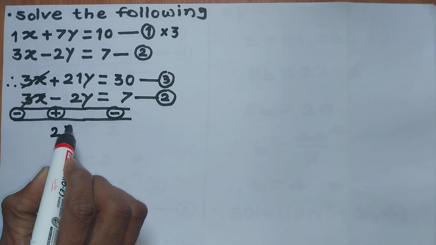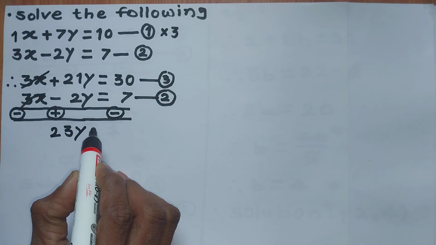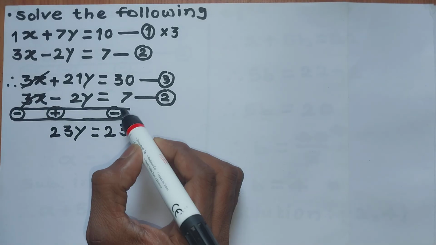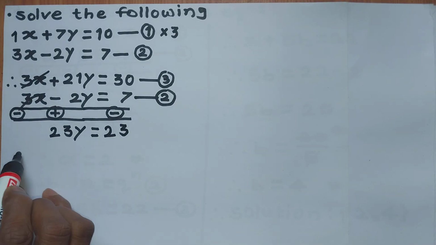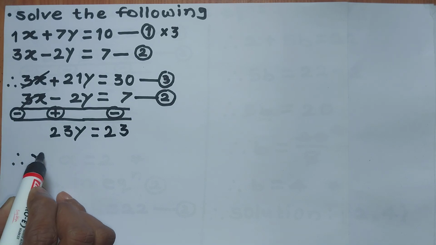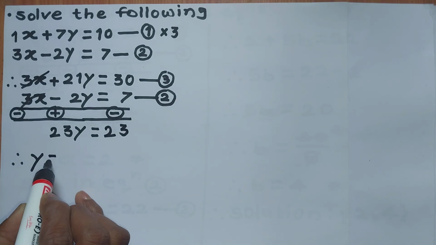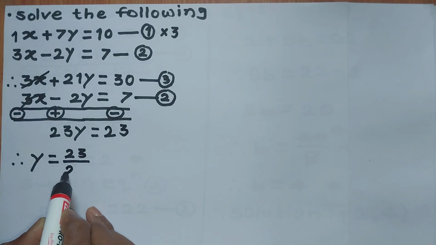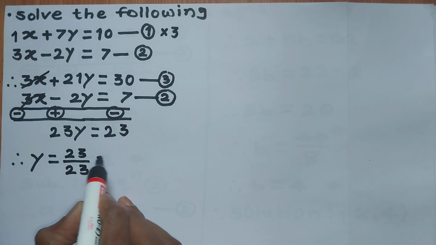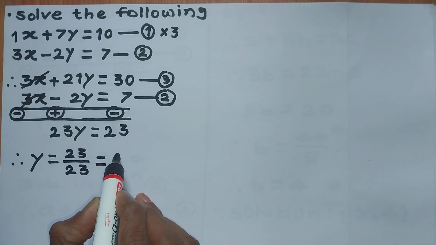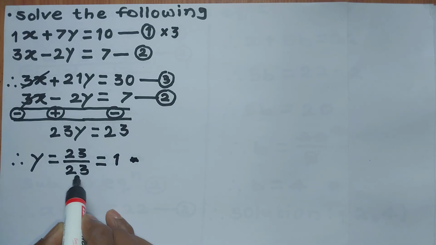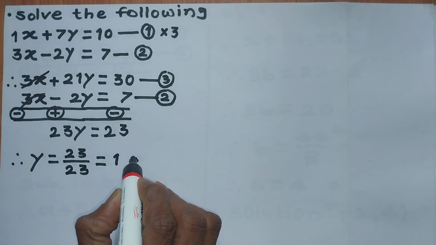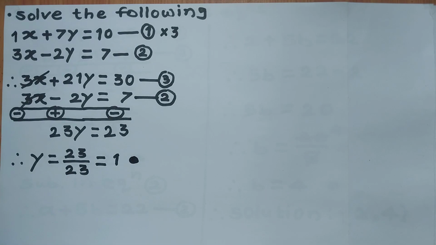Therefore 23y is equal to 23, means 30 minus 7, 23. Therefore we get y is equal to 23 upon 23. The value of y is 1 because 21 ones are 21. Therefore the value of y is equal to 1.